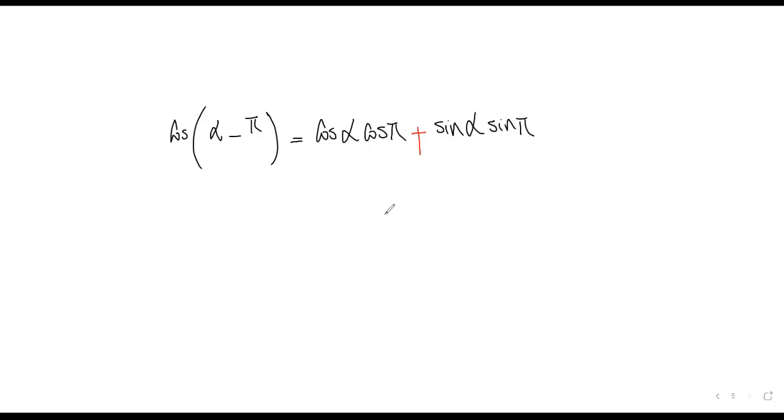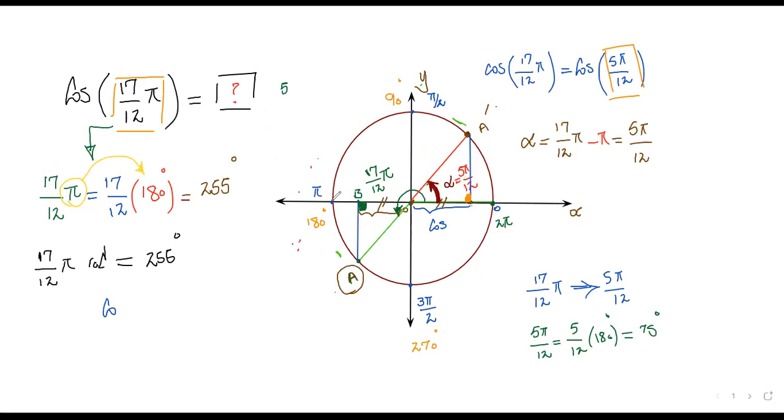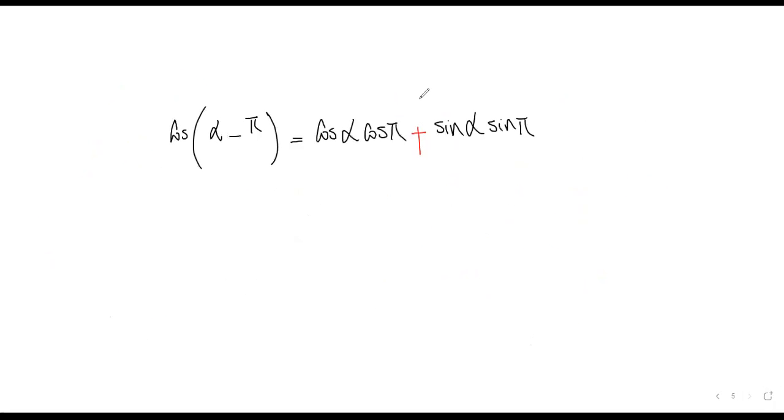What is the cosine of pi? Look at this, this is pi here. Cosine is a projection along the x-axis. Then the cosine of pi becomes minus 1. As a result, what do I get for cosine of pi? Minus 1. What is sine of pi?